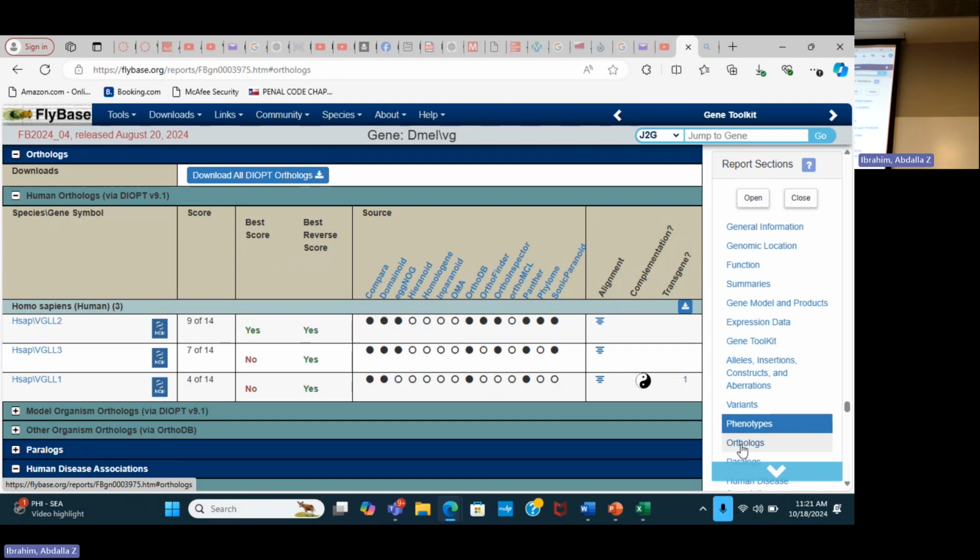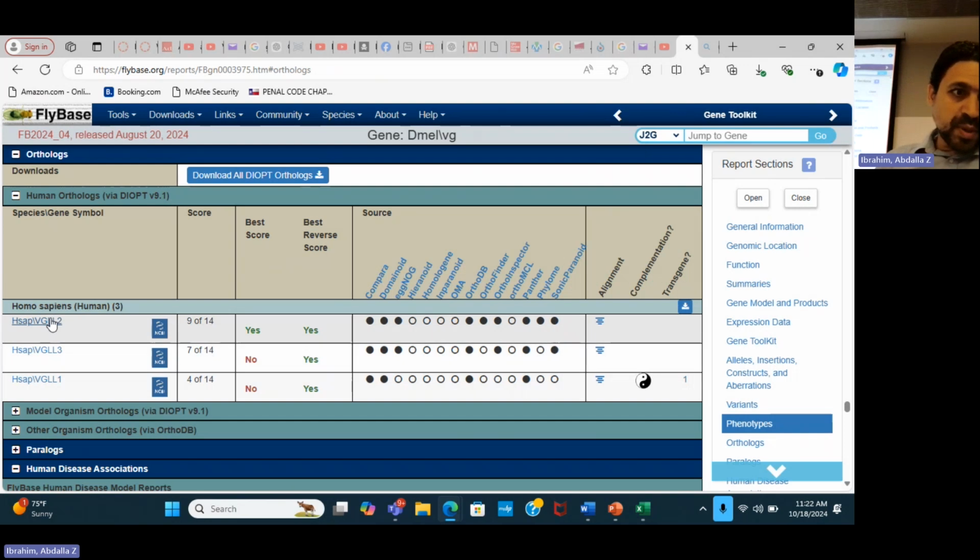Those numbers are the number of different databases that predict that this gene is similar to the human gene. Those are different, I believe, online tools that find orthologs. So I would probably go with the first one. And so the human Homo sapiens VGLL2 is your human ortholog for vestigial, for example.